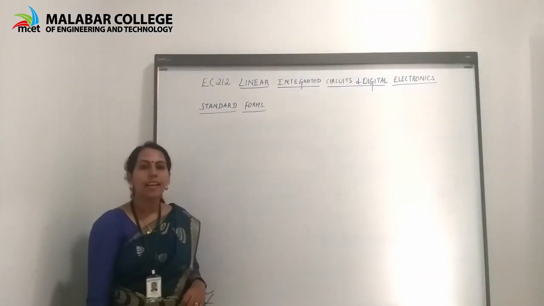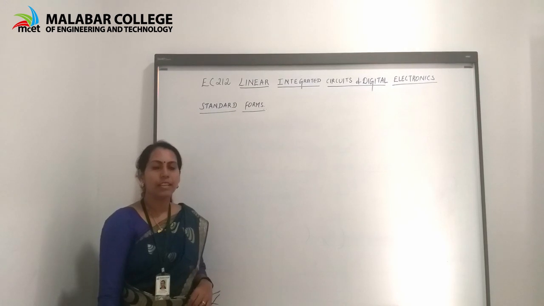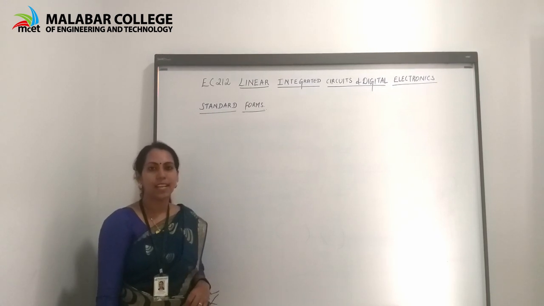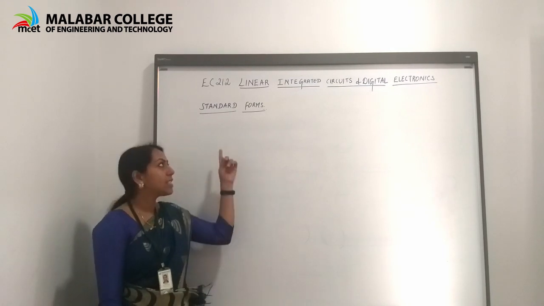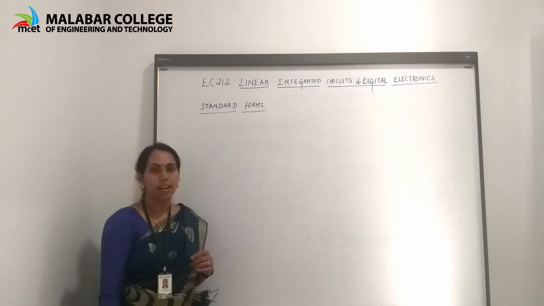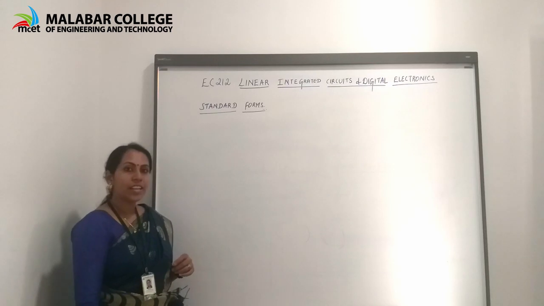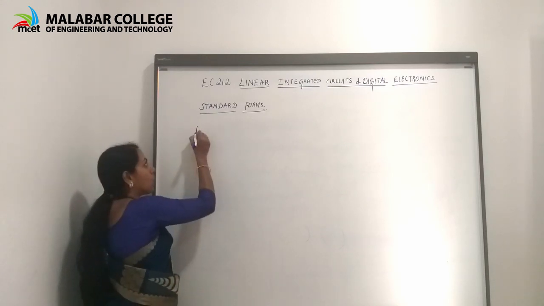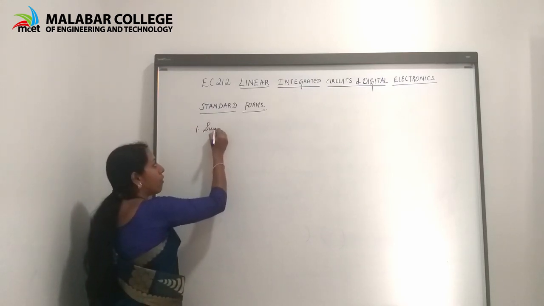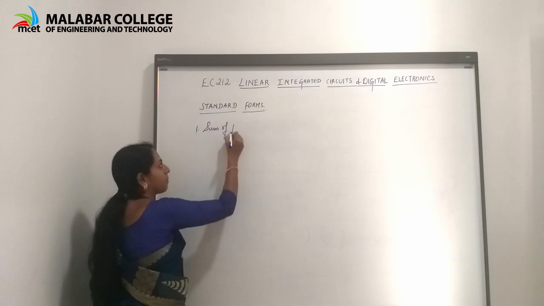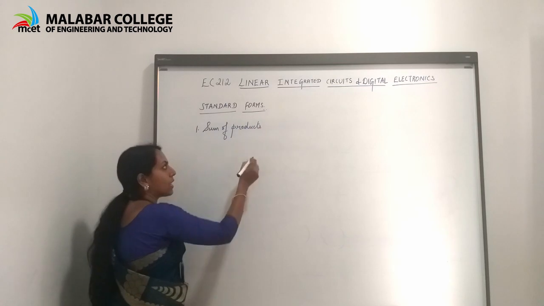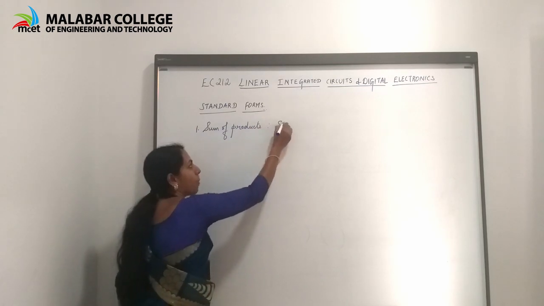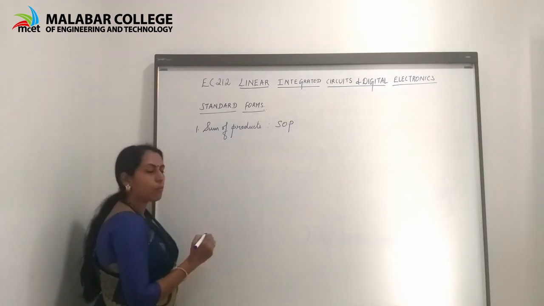Hello everyone. Let us continue the session of linear integrated circuits and digital electronics. Today in this session, we will see standard forms for Boolean algebra. There are two standard forms for Boolean algebra. One is sum of products, commonly called SOP.